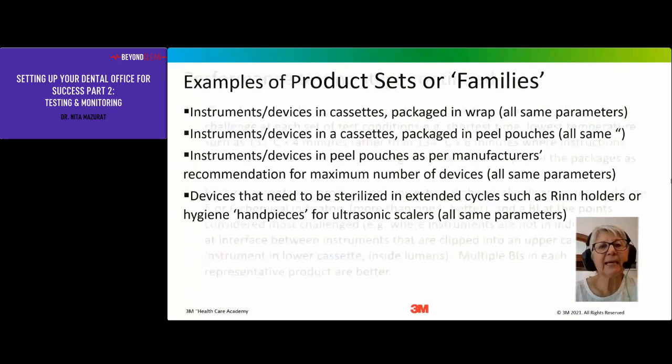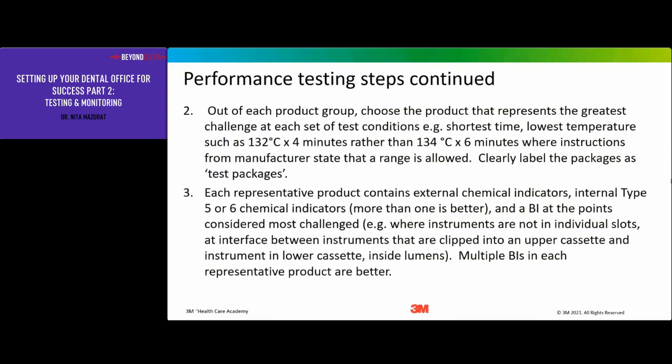Performance testing steps. Out of each product group, choose the product that represents the greatest challenge at each set of test conditions. So the shortest time, the lowest temperature. So if you've got 132 times 6 and 132 times 4, then you'll do it at 132 times 4 because that is a much more challenged condition, where the instructions from the manufacturer state that a range is allowed.